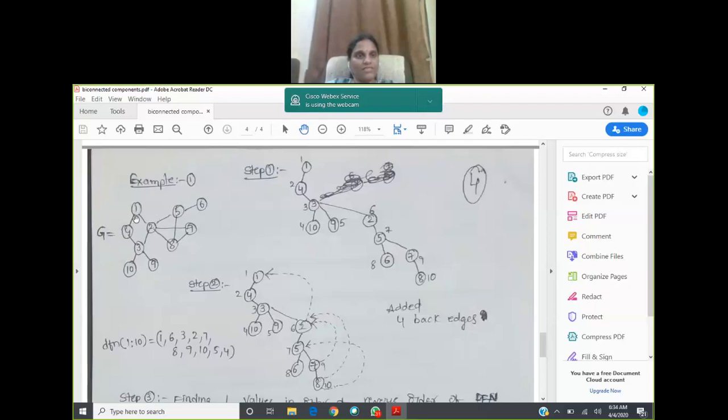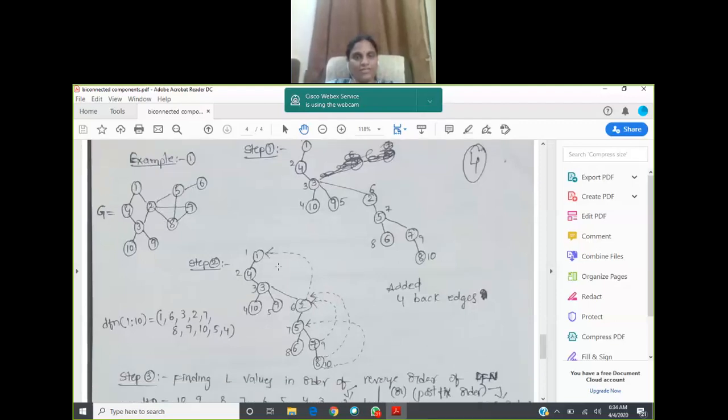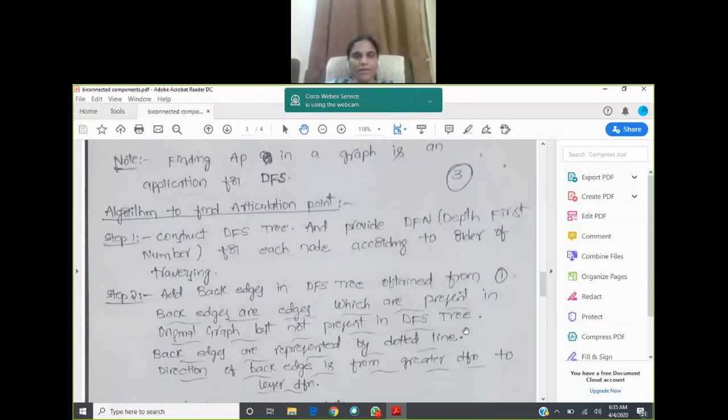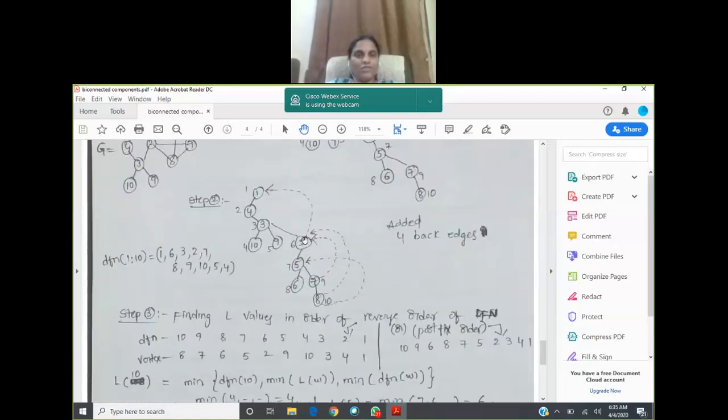If you want to compare the total number of edges here: 1, 2, 3, 4, 5, 6, 7, 8, 9, 10, 11, 12 edges are there, and one more edge is 5 to 7, making 13. Here also 13 edges are there. So step 2 is adding back edges in the DFS tree. Again repeating, what is a back edge? Back edges are edges which are present in the original graph but they are not present in the DFS tree. Back edges are represented by dotted lines. The direction of a back edge should be from greater DFN to lesser DFN. So here the greater DFN is 6 and the lesser DFN is 1. Back edge direction should be from greater DFN to lesser DFN.